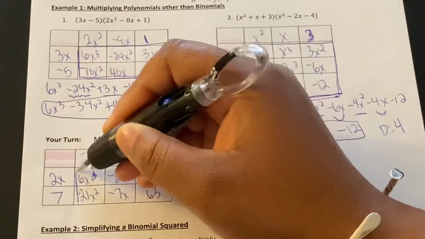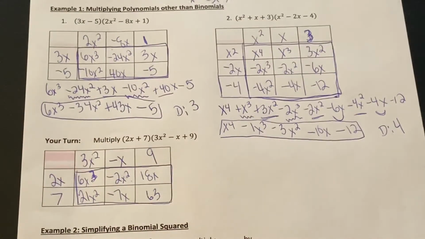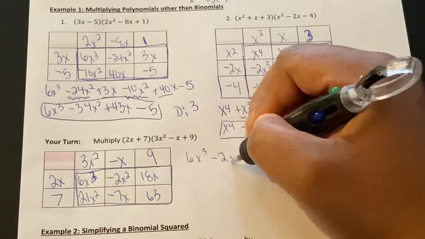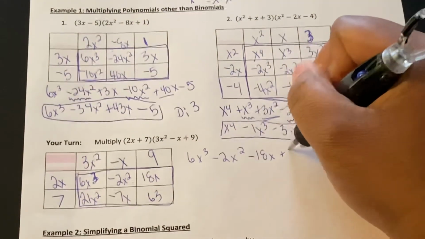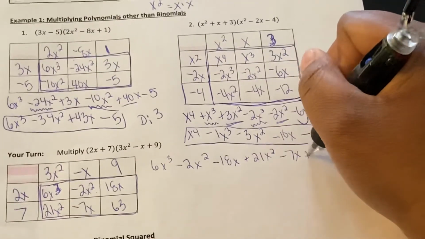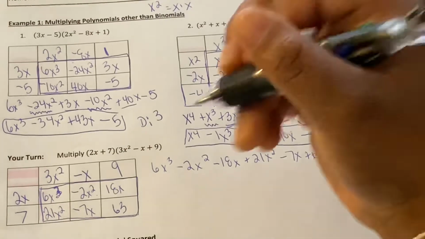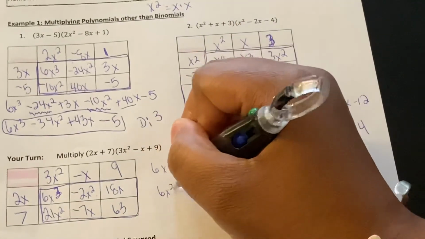Now we need to write out whatever we have inside of this box. So 6x cubed minus 2x squared plus 18x plus 21x squared minus 7x plus 63. Lots of numbers, I know, but you're going to work these numbers. So now we have to look for like terms. 6x cubed does not have any like terms, so we're going to rewrite it.